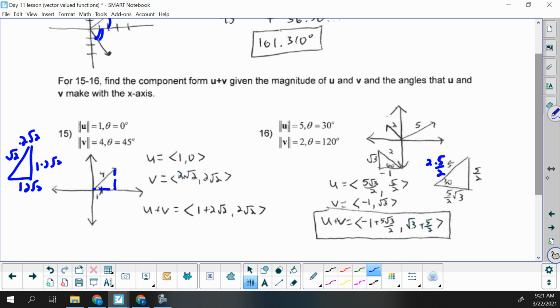And then we have a 60-degree reference angle for the other one. That's just our base triangle, because you have a hypotenuse of 2. So your x part is -1, y part square root of 3. Add those together to get the sum vector down below.